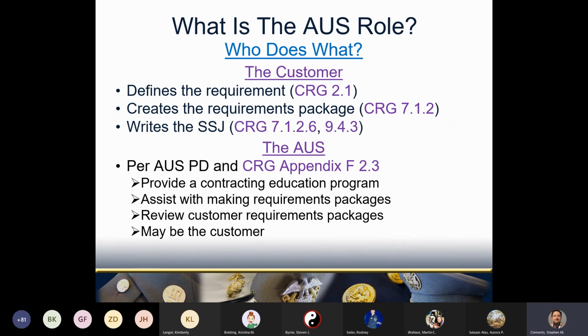As our customers' chief advisors, that means we're involved. Per our PD and new language in CRG Appendix F that I happen to get to write, we are charged with educating our customers on contracting. We help them make their requirements packages and the documents that go in them, which of course includes making sure the documents are up to standard. We may also be the customer in certain situations. Like me and Marty, we're often the owner on the facility side of the contracts we write. If a sole source is going to happen, we're either going to coach our customers through writing it, or we, the AUSs, are going to write it ourselves.